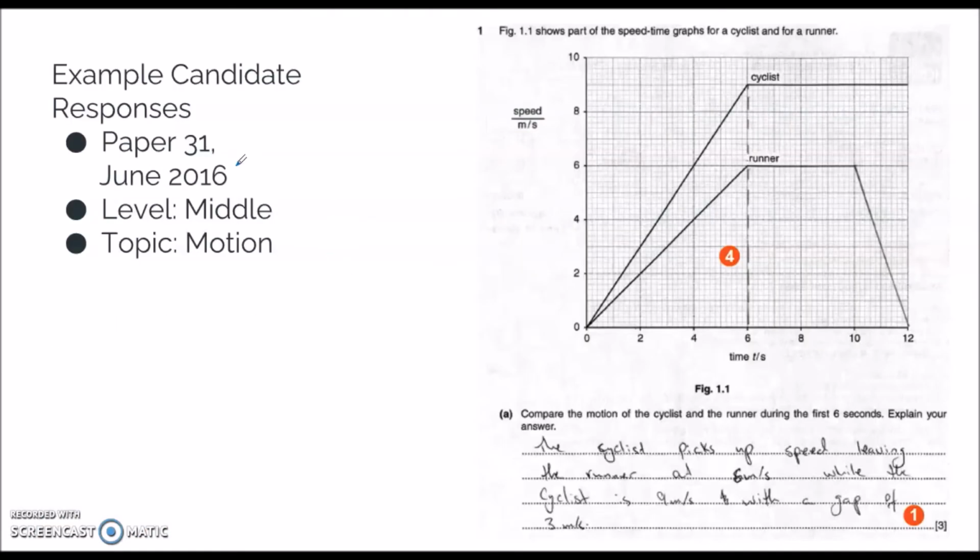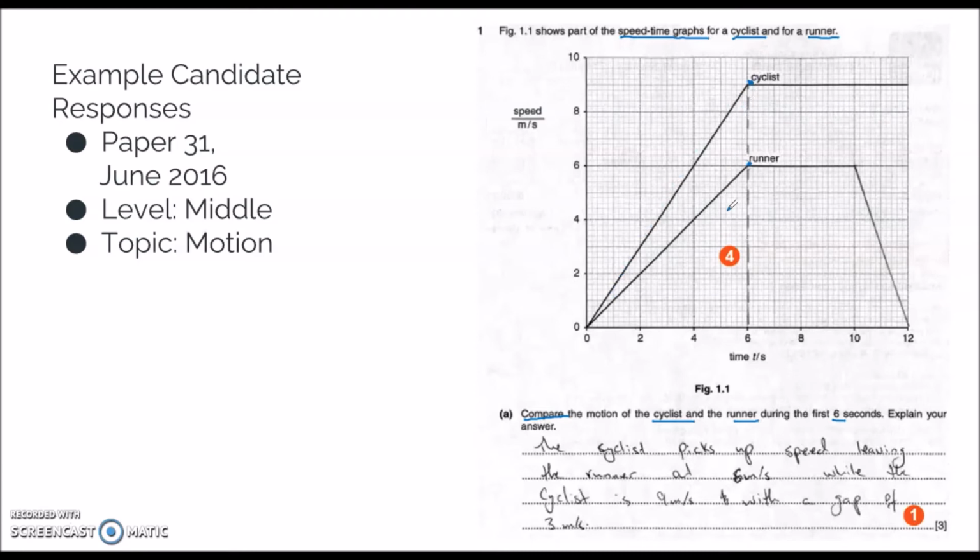Okay, so let us now see an example of candidate response from paper 3-1, June 2016, and the level of the student is middle. The topic of this question is motion. Let us now see this question. Figure 1.1 shows part of the speed time graph for a cyclist and a runner. So we have two graphs here. 1A, compare the motion of the cyclist and the runner during the first 6 seconds, until this point. Explain your answer. We have this graph for the runner, and we have this graph for the cyclist.